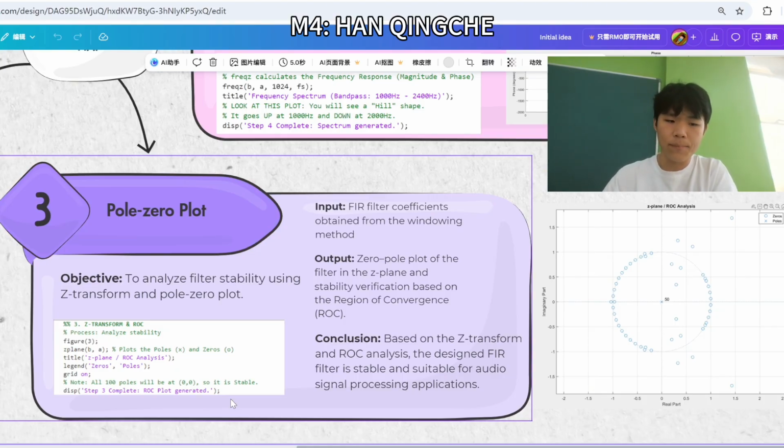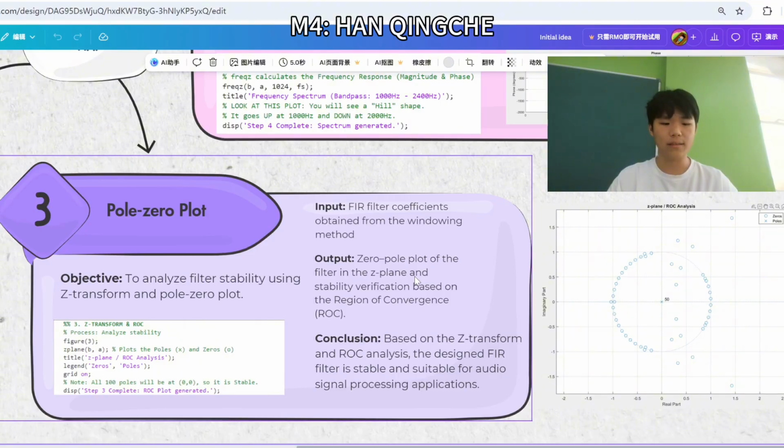Next is the input. The input is the filter coefficients obtained from the window method. These coefficients were calculated during the filter designing process and are used for the Z transform and pole zero analysis. Then the output is the pole zero plot in the Z plane. From this plot, we can observe the location of the zeros and the poles, and together with the region of convergence, or ROC, we can determine whether the system is stable or not.